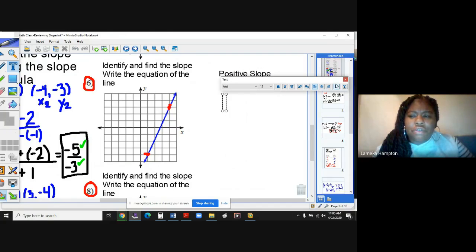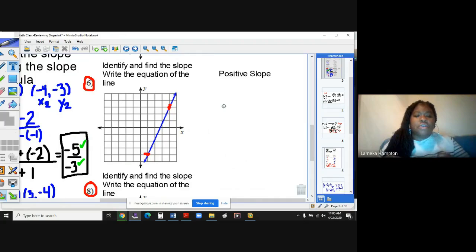Now we just have to figure out what the actual slope is. So how do we do that? We are going to look at these 2 points here. I made them bigger so you all can see them better. So let's start with this one. What would be the coordinates for this point right here?